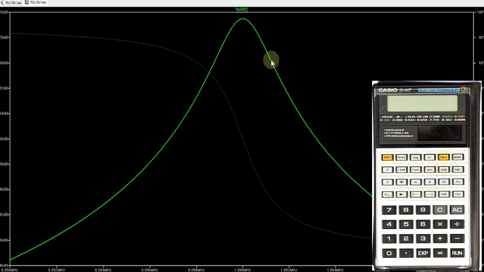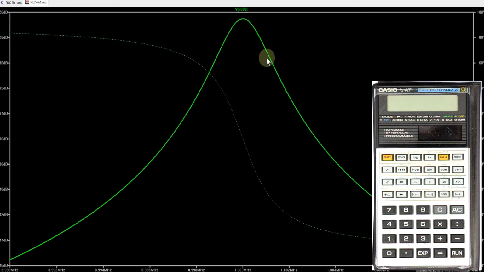And now the Q factor determined by this method is the center frequency divided by the minus 3 dB bandwidth, and that would be 1000 kilohertz divided by 2 kilohertz bandwidth, and that gives us a Q factor of approximately 500.